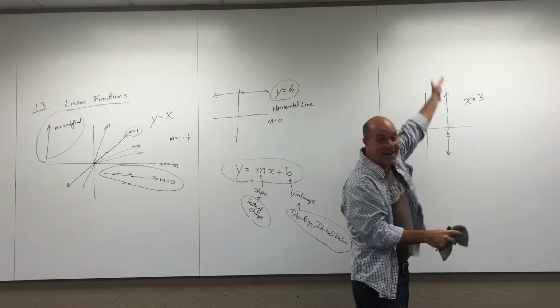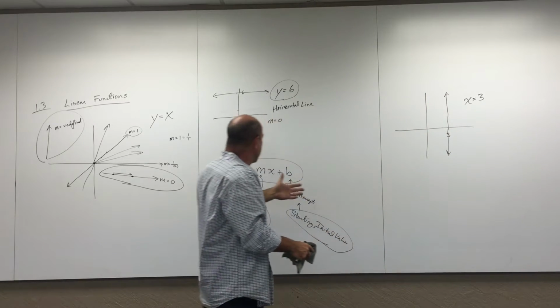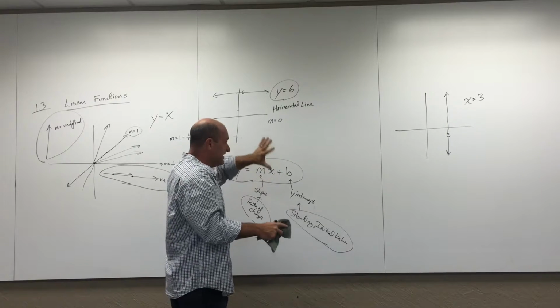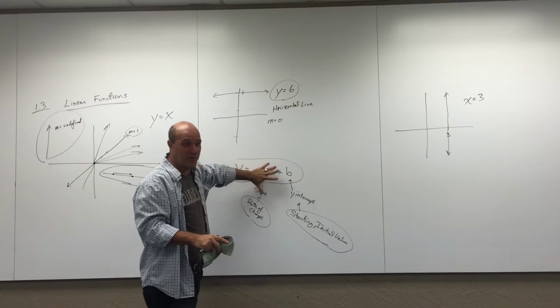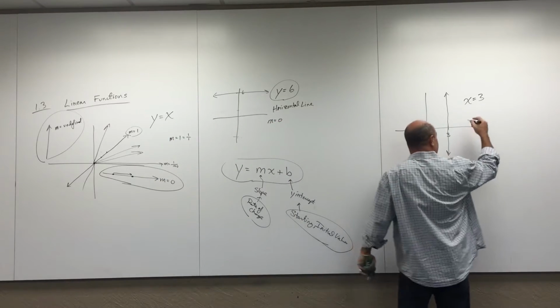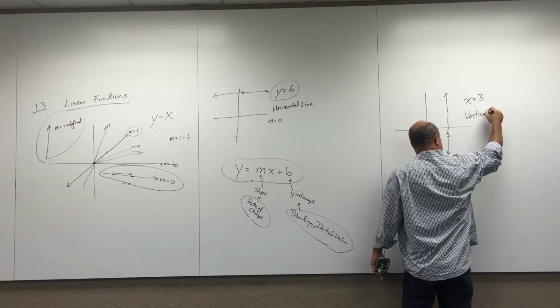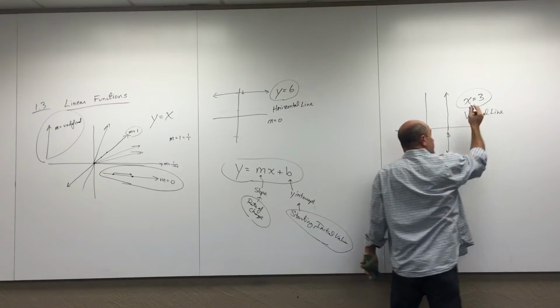If there's a vertical line, there won't be a y-intercept. There's really no y-intercept. There's really no slope. Don't even try to make him fit this formula. He's a weird little dude. He's a vertical line. He looks vertical. I'm going to write the word vertical. His equation is very simple.